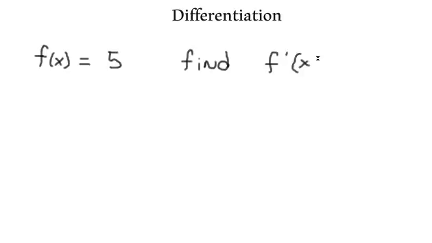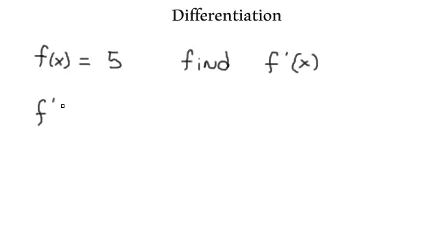We're going to be doing some differentiation, and we're going to start with something easy. So let's say that we have the function f of x is equal to some constant, and we'll say 5. And we're asked to find, and I'm not going to write this out every time, but we want to find f prime of x. So what we're going to do is use what's called the constant rule.